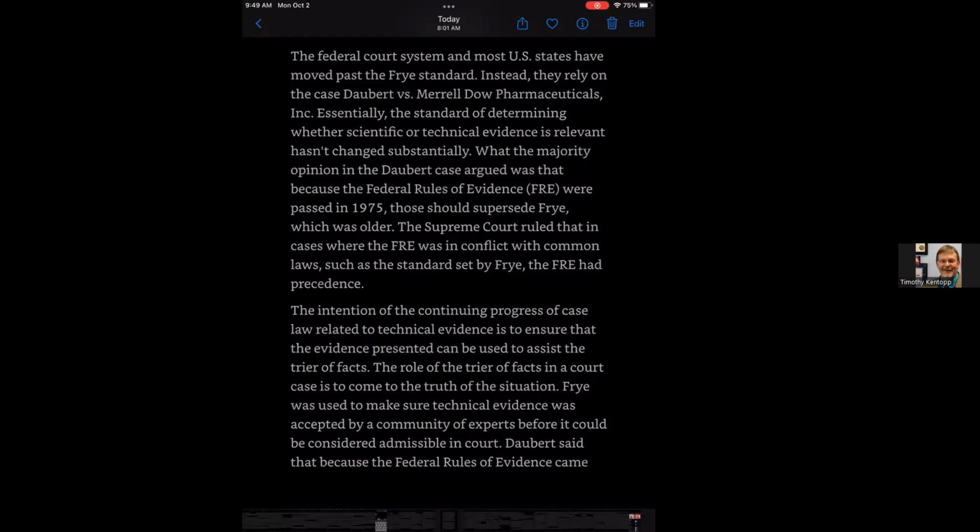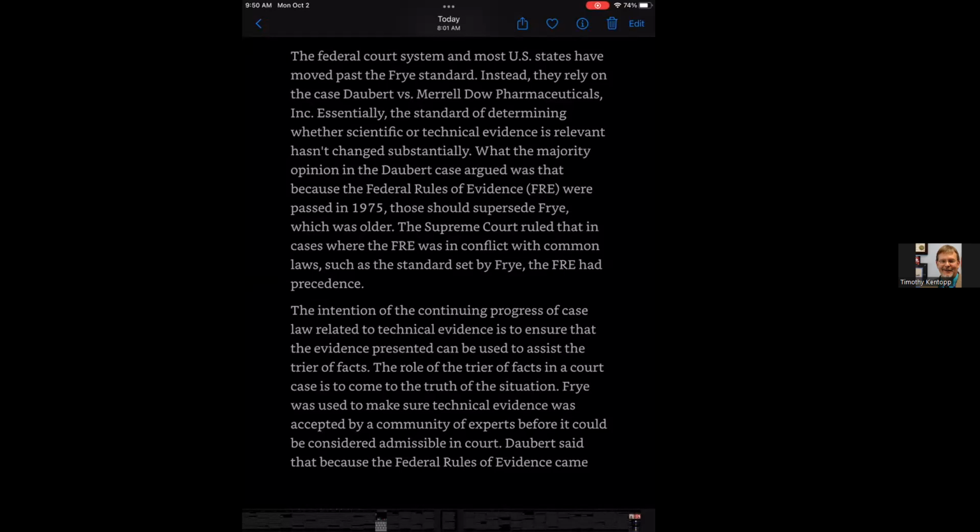And the reason that this court case is so important is because after the federal rules of evidence were published in 1975, the Supreme Court ruled that if there's a conflict with common laws, such as the standard set by Fry, the federal rules of evidence took precedence, meaning it's the federal rules of evidence that are more important than what Fry established.